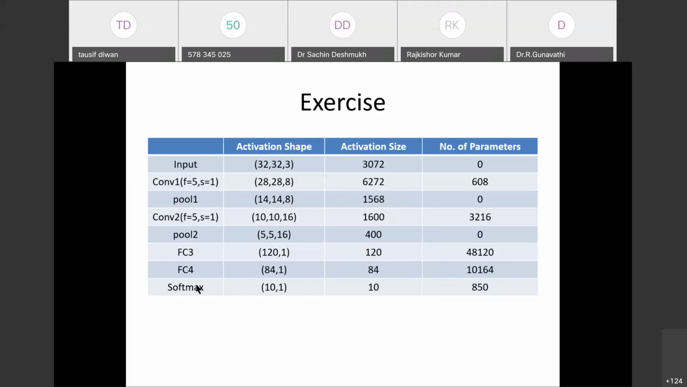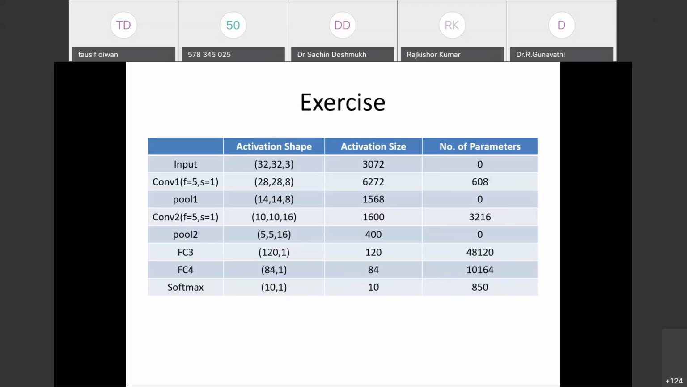Finally, the softmax layer is there, in which we are classifying it into 10 categories. These 10 neurons will be connected to these 84 neurons in the fully connected layer. So that will become 10 multiplied by 84 plus 10, that is 850. Okay, so all these calculations are clear, I think.